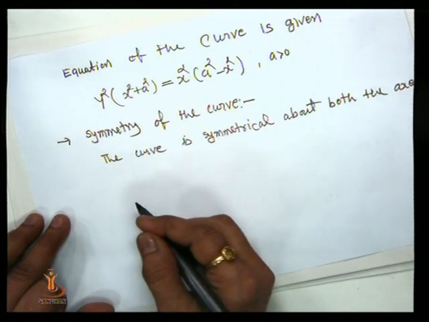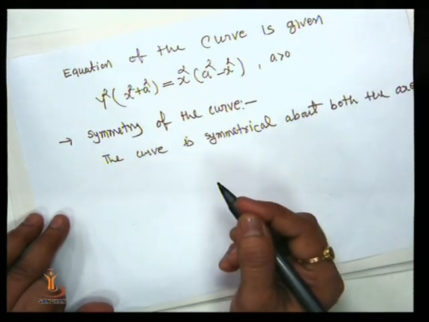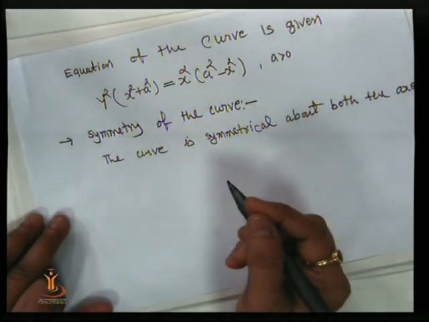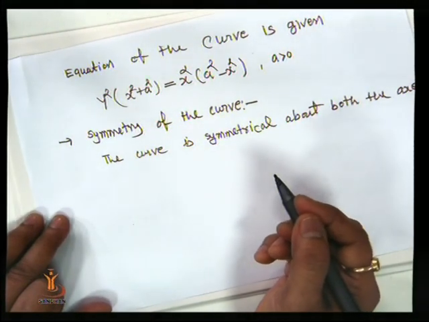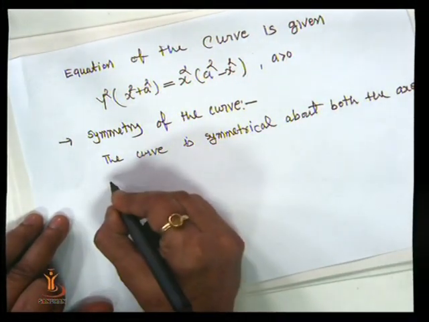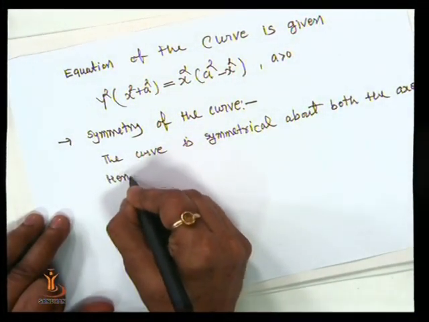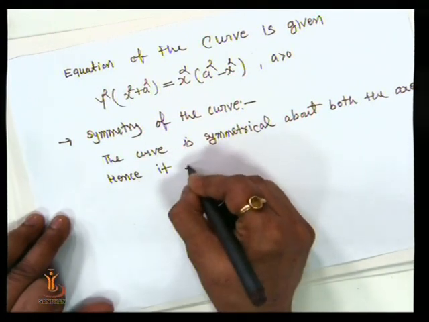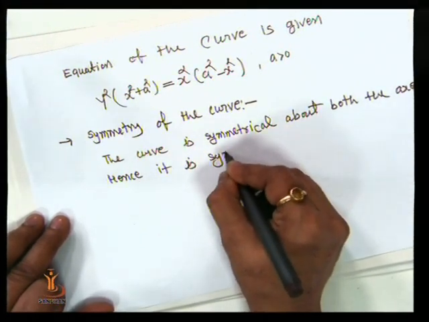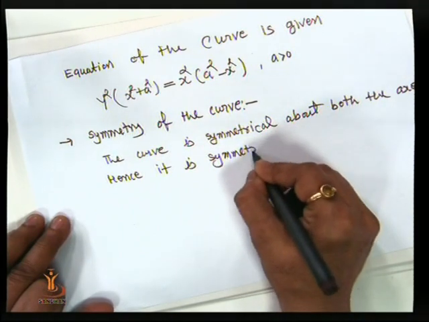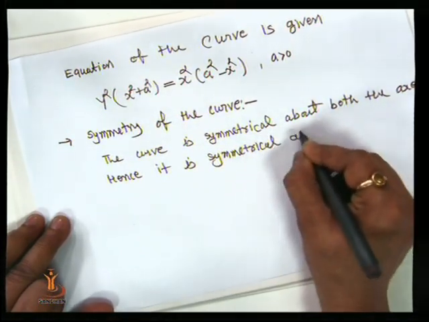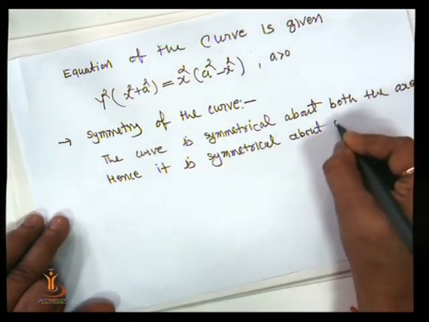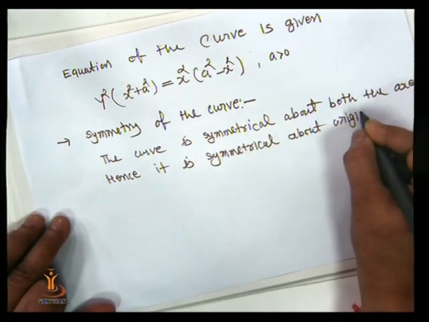Also it is symmetrical about origin, because a curve which is symmetrical about both the axes is also symmetrical about origin. So hence it is symmetrical about origin also.